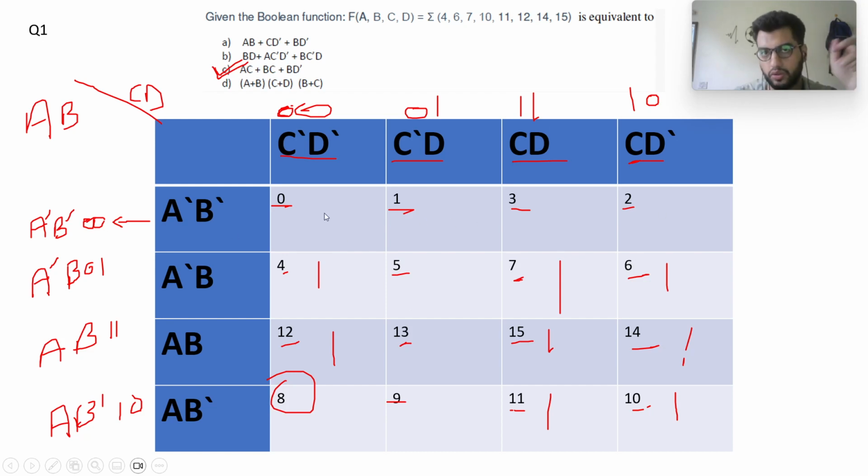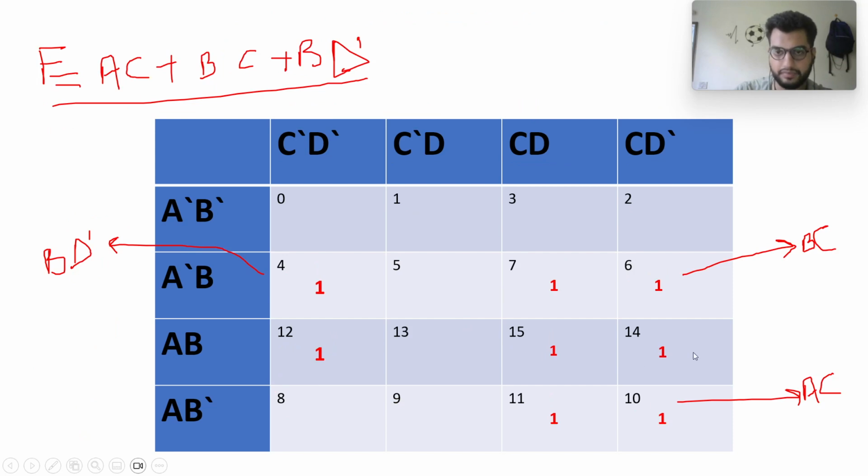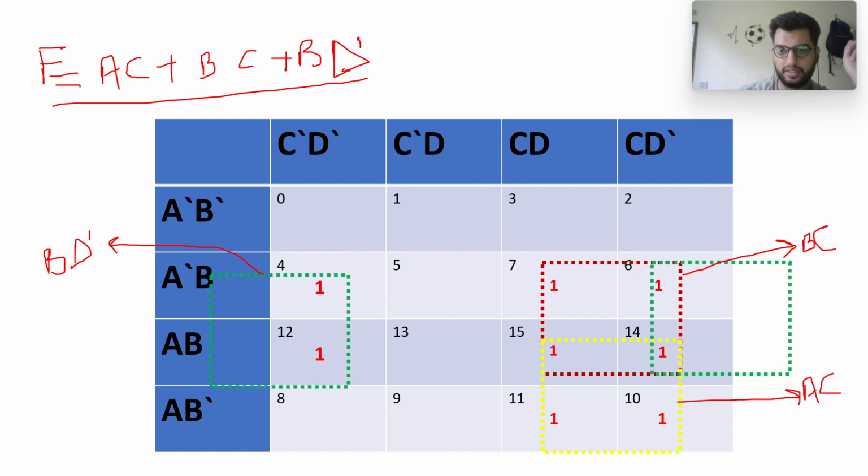Now I'll mark all those minterms as 1 which are given in the expression. That is 4, 6, 7, 10, 11, 12, 14, 15, like this. And I will try to make the prime implicants from them, that is the largest possible shape that I can get for these minterms. So I'll look for an octet. Octet is not possible. Then I'll look for the quads. So the quads that I can construct are like this. This is the first quad, this is the second quad, and this is the third quad.